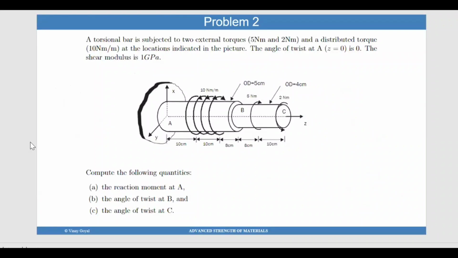Mrunmayi will cover now the analysis of a torsional bar subjected to two external loads, and that will be very critical in our understanding of these materials.